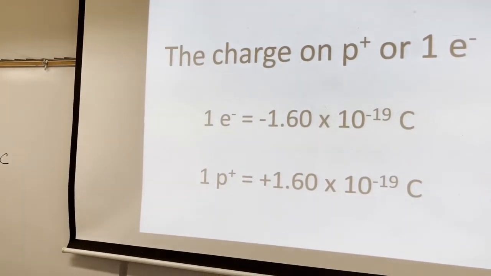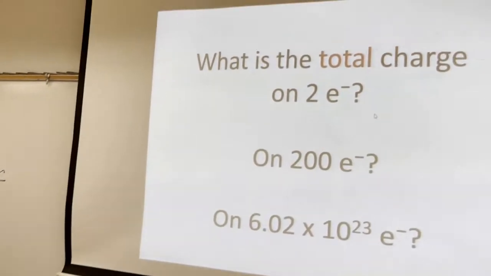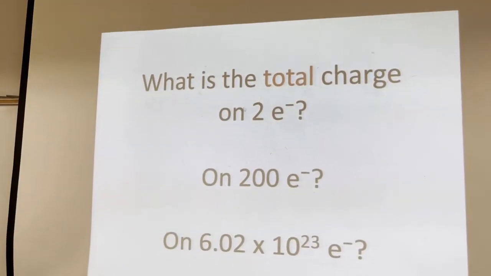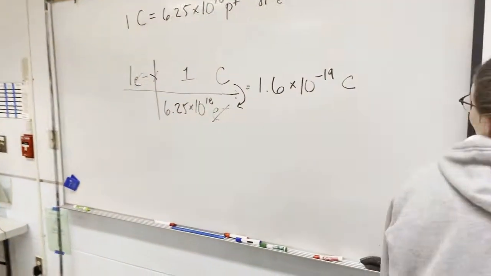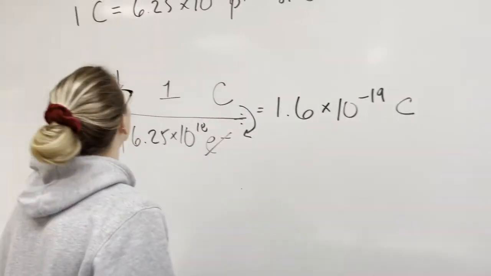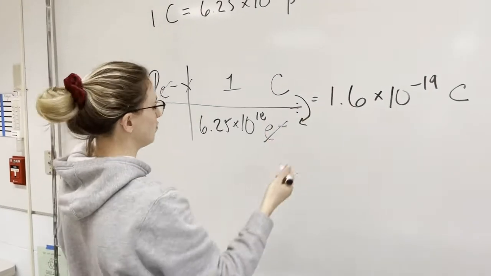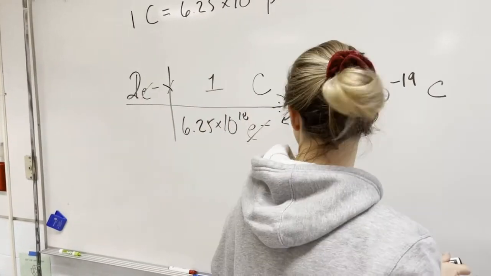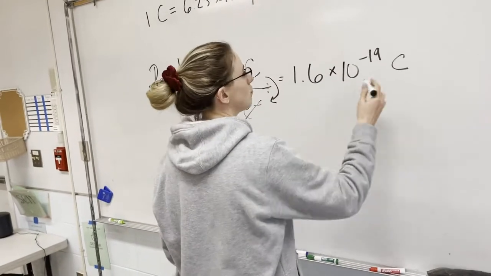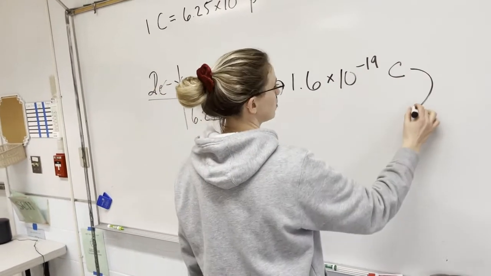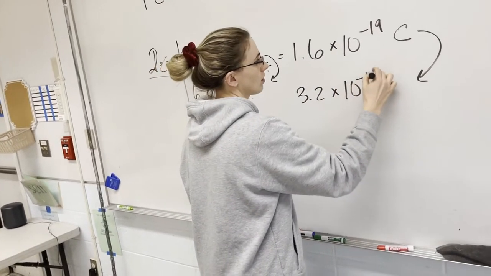All right, so if I was holding 1 proton in my hand, that's how many coulombs it would have. What is the total charge on 2 electrons, 200 electrons, and that big old number of electrons? Well, if one electron is 1.6 times 10 to the negative 19, 2 electrons would be 2 times that. 2 times 16 is 32, isn't it? So you just multiply this by 2, and you get 3.2 times 10 to the negative 19 coulombs.